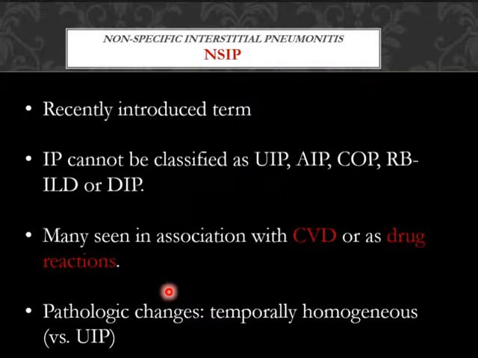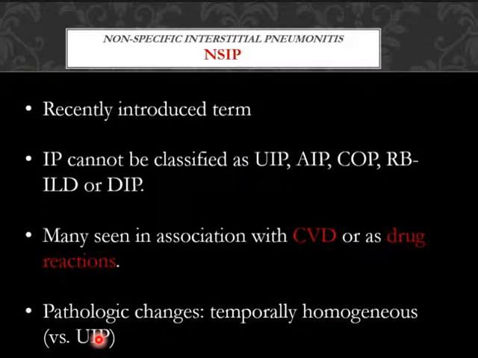Nonspecific interstitial pneumonitis is a recently introduced term. When there is interstitial pneumonitis that cannot be classified as any of these conditions, UIP, AIP, COP, we regard it as nonspecific interstitial pneumonitis. It is mainly seen in association with collagen vascular disease or drug reaction. Again, pathologically it is temporally homogeneous, diffuse and homogeneous.